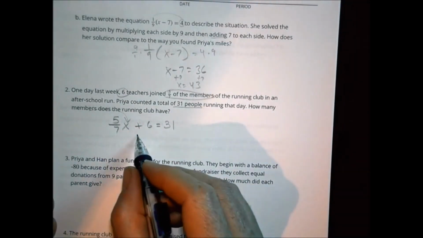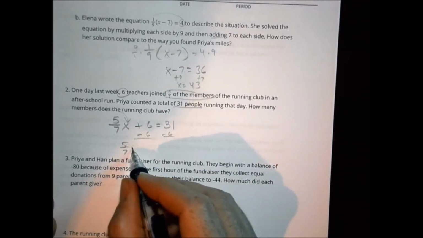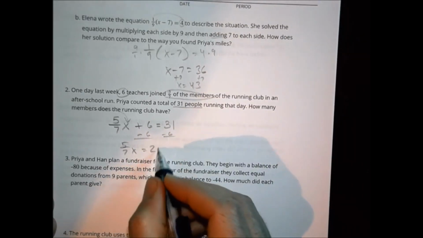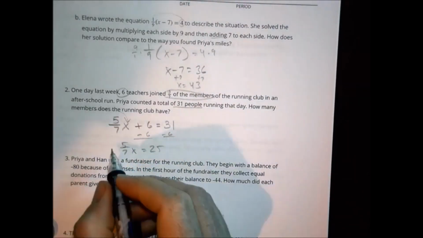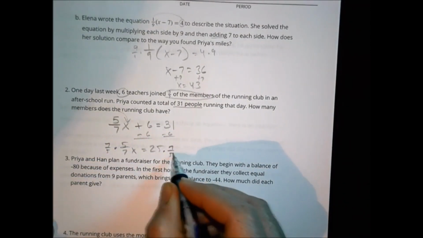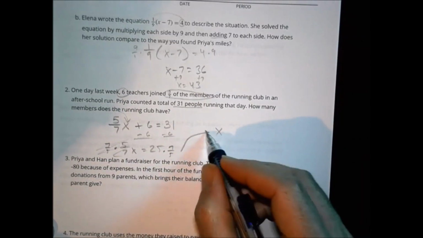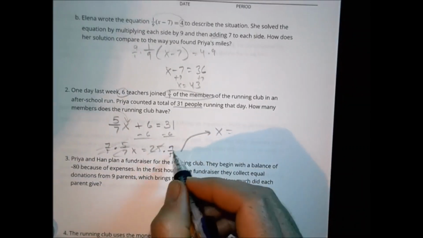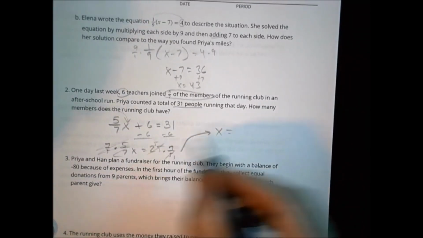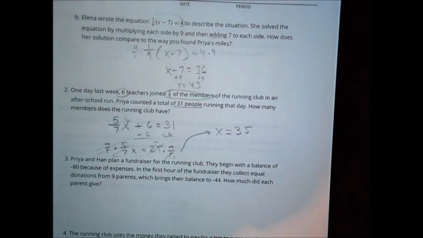So let's subtract 6 from both sides. So we have 5/7 x equals 25. And to solve this, we'll multiply by the reciprocal. Multiply by the reciprocal, so that goes away. And x is going to be equal to, we can reduce 1/5, 5 times 7 is 35. So there are 35 members in the running club.